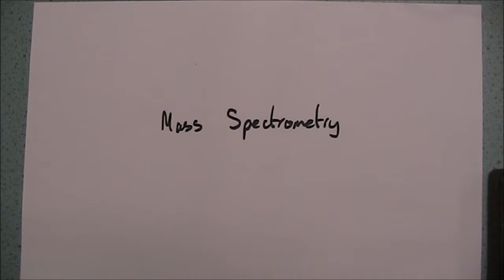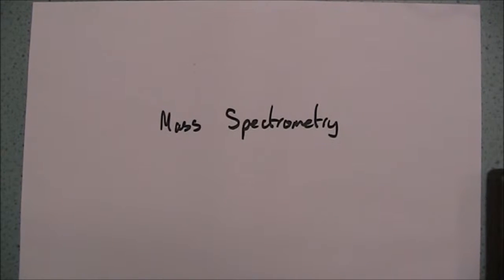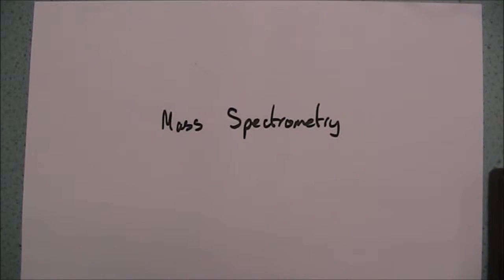Mass spectrometry is a really useful technique for finding out the relative mass of something. Now that could be a single atom, or it could be anything up to a protein. We're more interested in molecules, but you could find out the relative mass of anything using mass spectrometry.